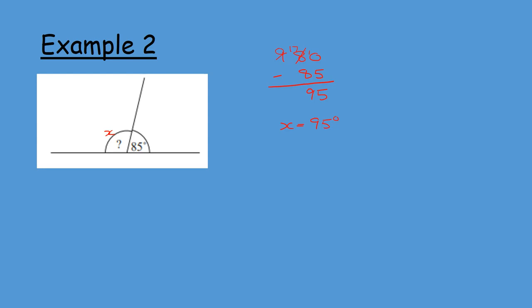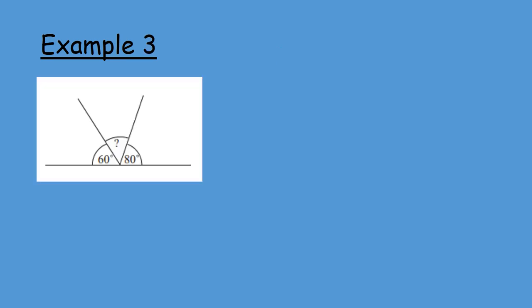So let's just look at one more example then. Here we've got this straight line separated into 3 parts, but we're still trying to find out what X is. So all we've got to do is just one extra job, which is firstly to add those two known angles up. So we'd say 80 plus 60. So 8 plus 6 is 14, so we can have 4 and carry that 1 over to 140.